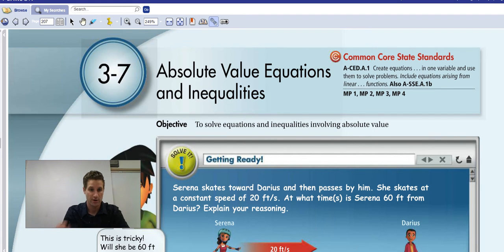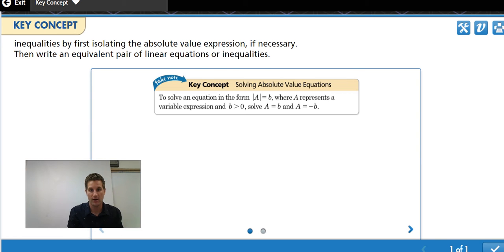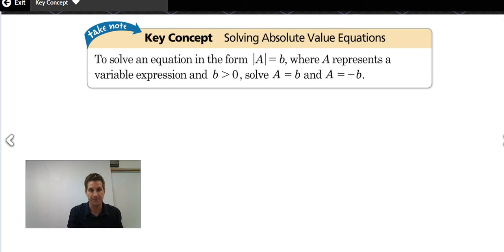Hey guys, welcome. This is our 3.7 video, absolute value equations and inequalities. So today we're going to solve equations and inequalities using absolute value. Okay, so let's go ahead and take a look at our first set of notes. So make sure you get your heading.